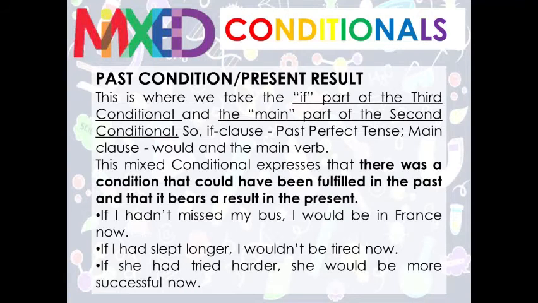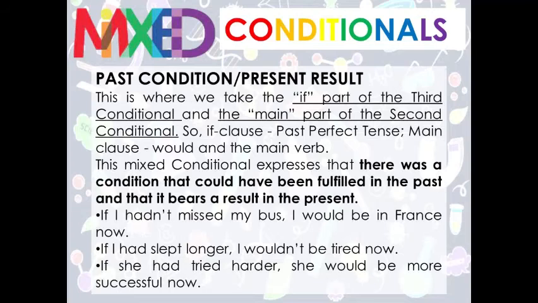First situation. This is a past condition with a present result. So we take the if part of the third conditional and the main part of the second conditional. So the structure would be if, the if clause with past perfect tense, and the main clause would plus the main verb.